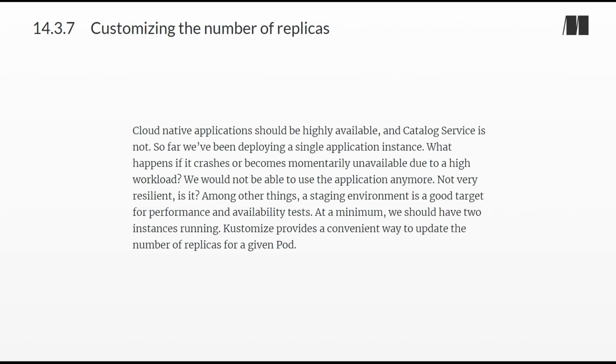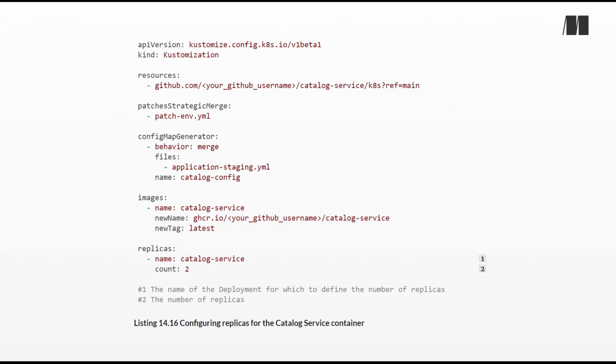At a minimum, we should have 2 instances running. Kustomize provides a convenient way to update the number of replicas for a given pod. Open the kustomization.yml file in the staging overlay for Catalog Service (kubernetes/applications/catalog-service/staging) and configure 2 replicas for the application. Listing 14.16: Configuring replicas for the Catalog Service container.